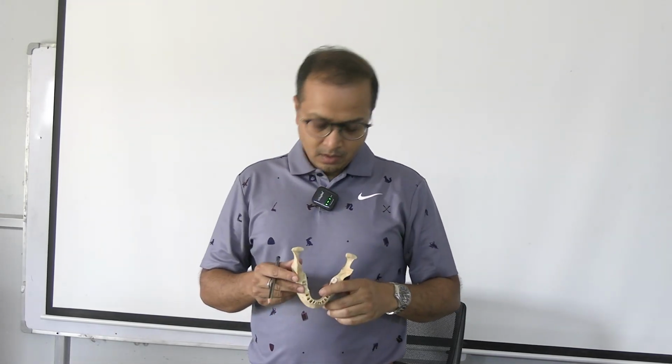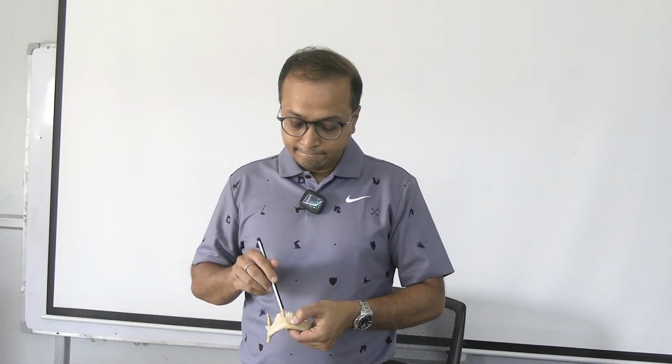Clear? So, nerve to mylohyoid is important. Whenever we are going to talk about the development of these bones or muscles, we will come across this nerve. Clear? What else? Alright. So, we have seen this particular symphysis menti. Externally we have an attachment here, mentalis.